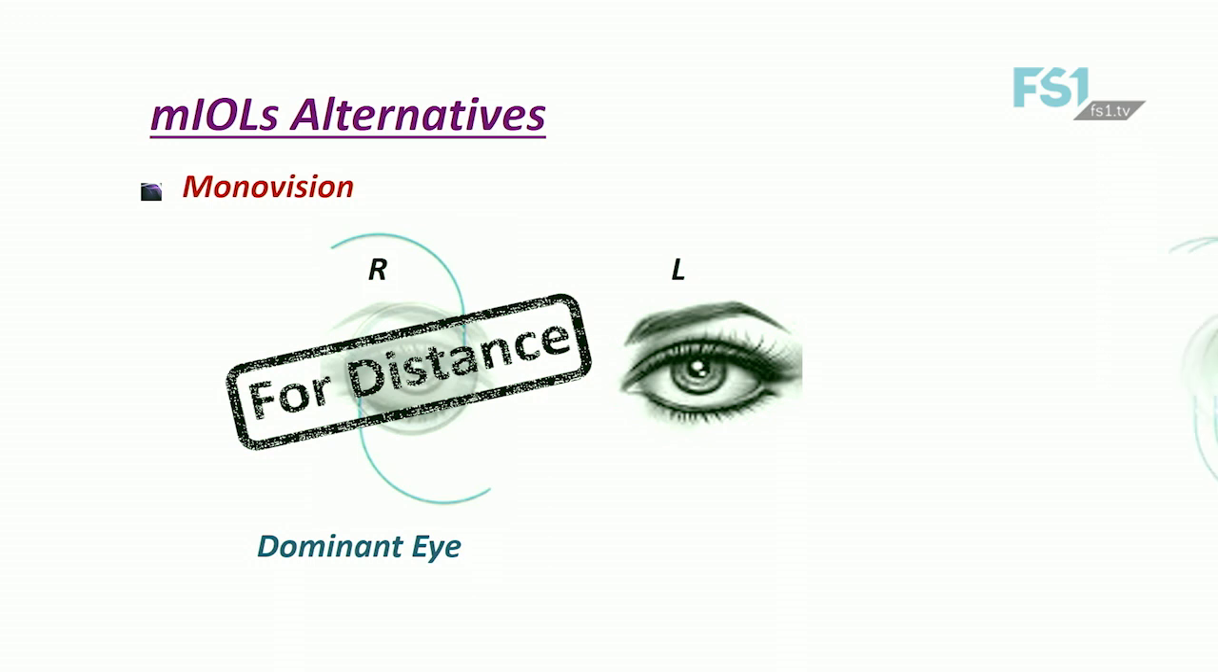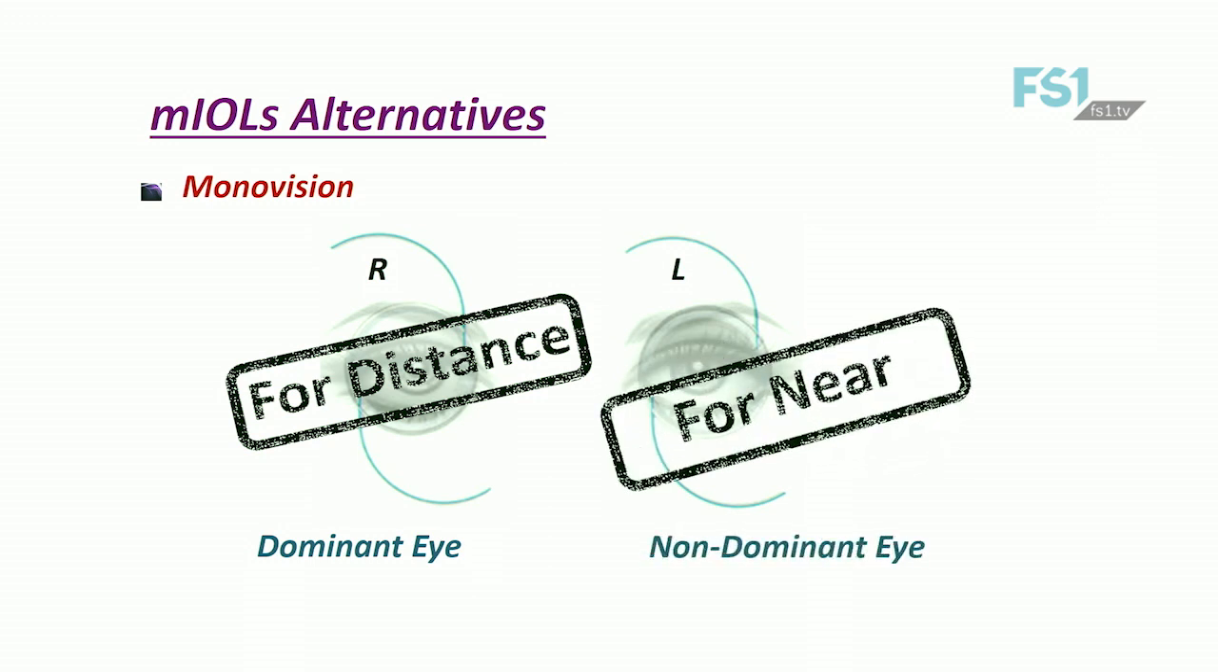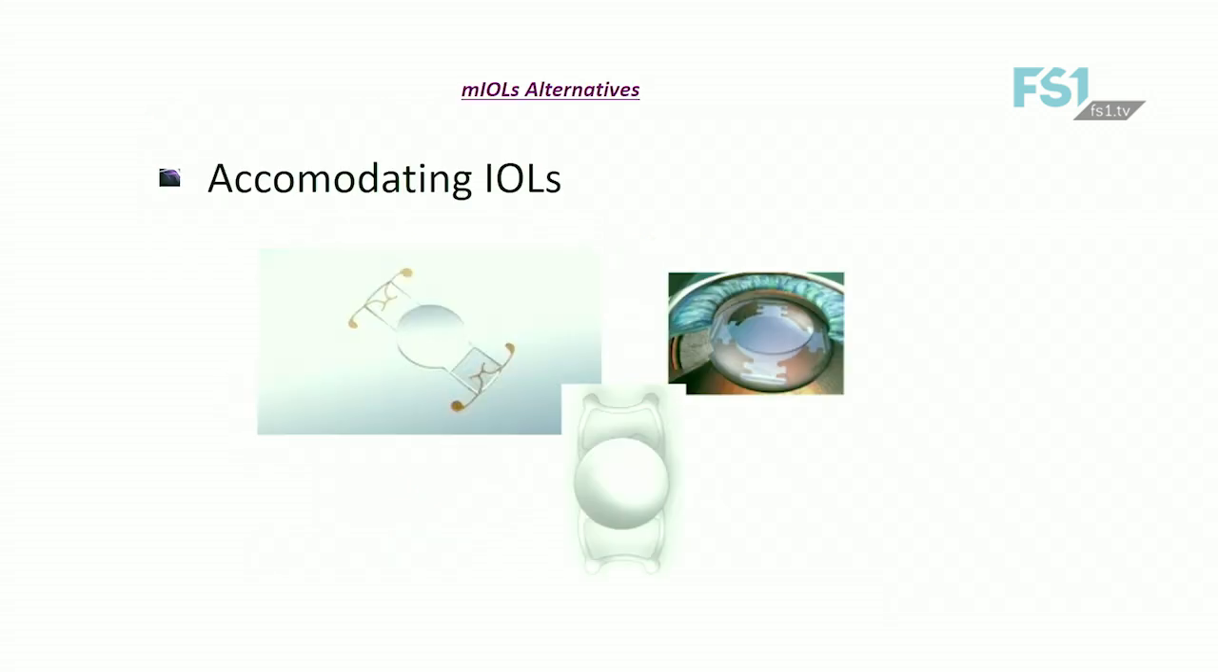And later, after some time, you can implant another monofocal IOL in the other, non-dominant eye for near vision. The difference between these two monofocal IOLs should be about 1.25 diopters, myopic, of course. So this non-dominant eye after surgery should be 1.25 diopters more myopic than the dominant eye.